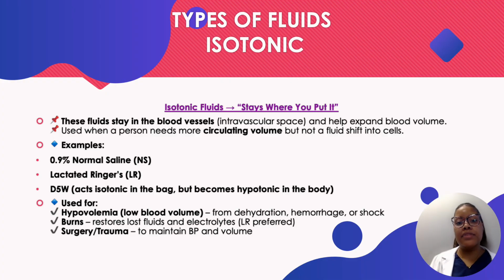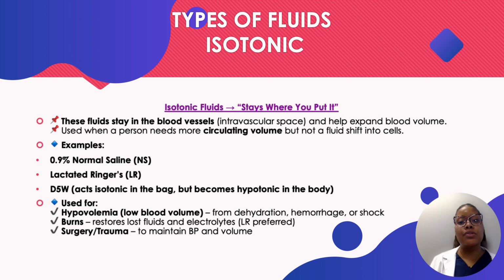So now let's talk about the types of fluids. First we're going to start with isotonic. For isotonic fluids, the little key phrase to remember is: it stays where you put it. These fluids stay in the blood vessels, in your intravascular space, and they help expand blood volume. You will use this when a person needs more circulating volume, but not a fluid shift in cells. Examples are 0.9 normal saline, lactated Ringer's, and D5W. D5W acts as an isotonic in the bag, but it becomes hypotonic in the body.